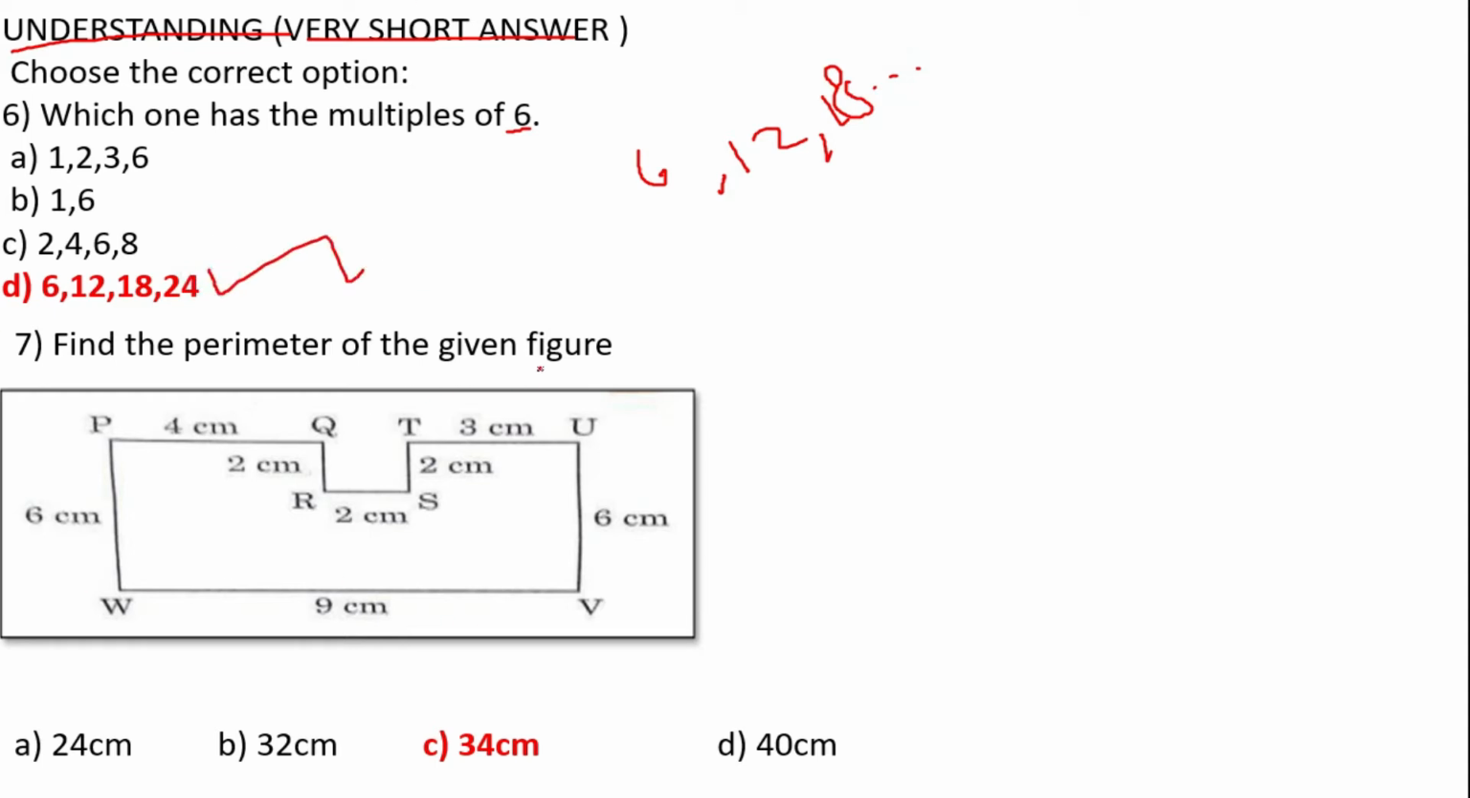Find the perimeter of the given figure. Perimeter is nothing but adding all the sides of the given figure. Here 9 centimeter, here 6 centimeter, add 9 plus 6, 15, then add 3, then add 2, add all the sides of the given figure. You will get the answer totally 34 centimeter. Add all the sides.